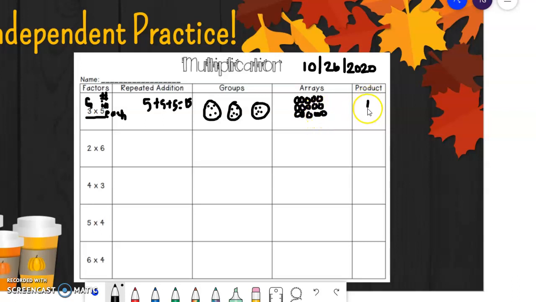And your product is 15 because that is the total that you have here, the total here, and here, 15. Because 3 times 5 is equal to 15. And I'm asking that you guys complete this in your math journal. If you have any questions, please don't hesitate to reach out for clarity.